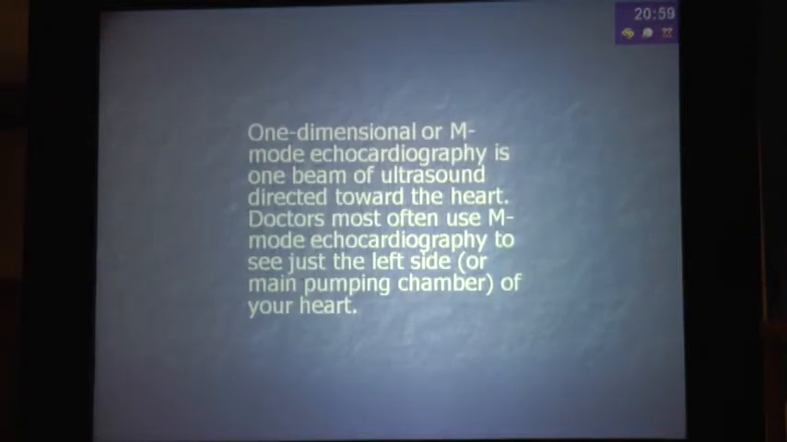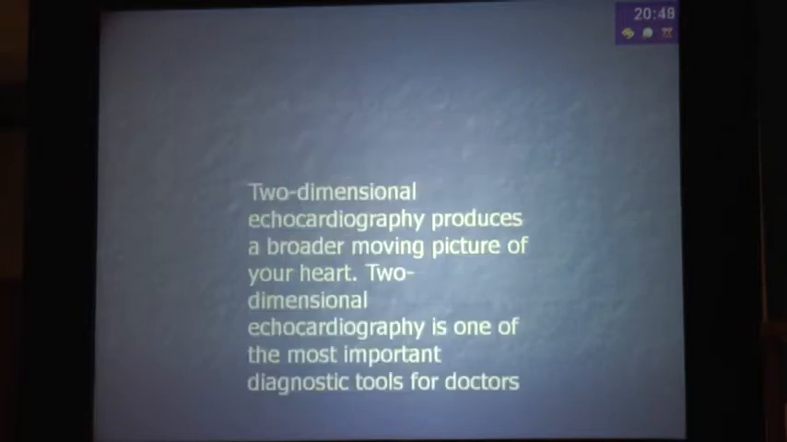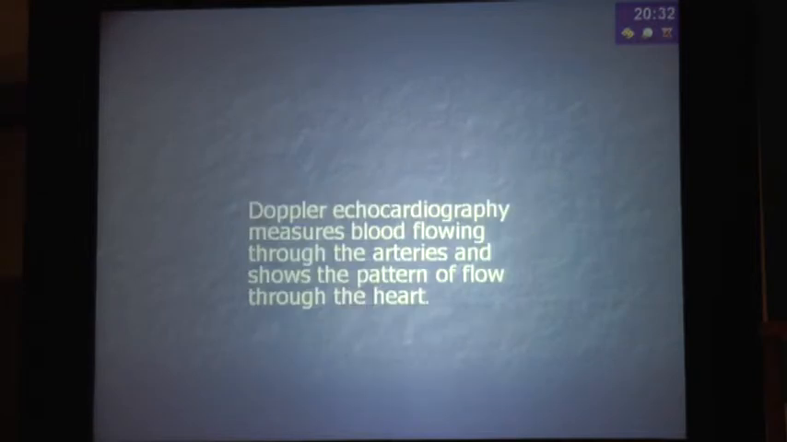This was in earlier echocardiographic days. The M mode, one-dimensional echocardiogram, was very, very common, which is not really much used now, but still gives us good information. This is our main modality called 2D echo, in which we take a moving picture of the heart and see all the chambers and the valves. 2D echo is one of the most important diagnostic tools for doctors, and pretty easy to pick up and learn.